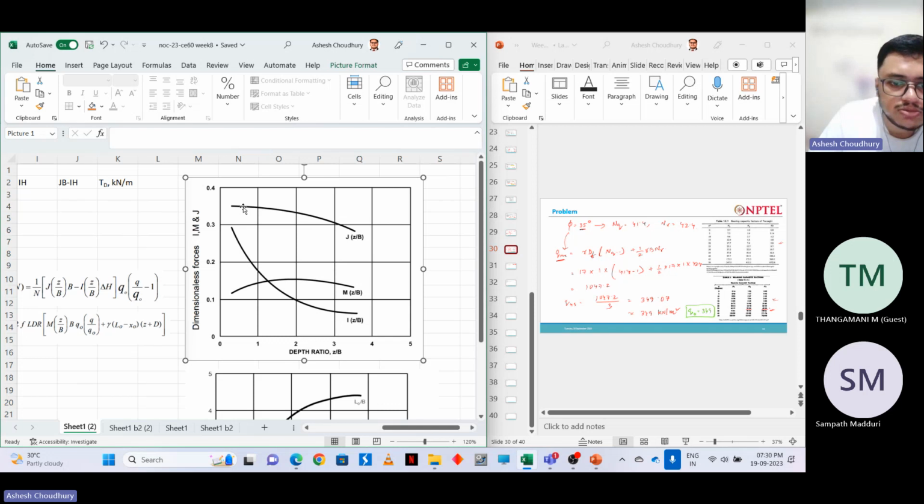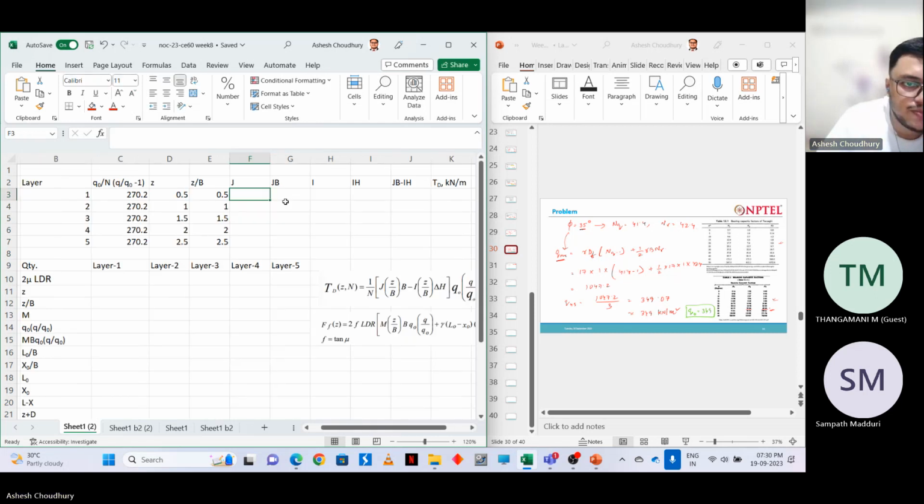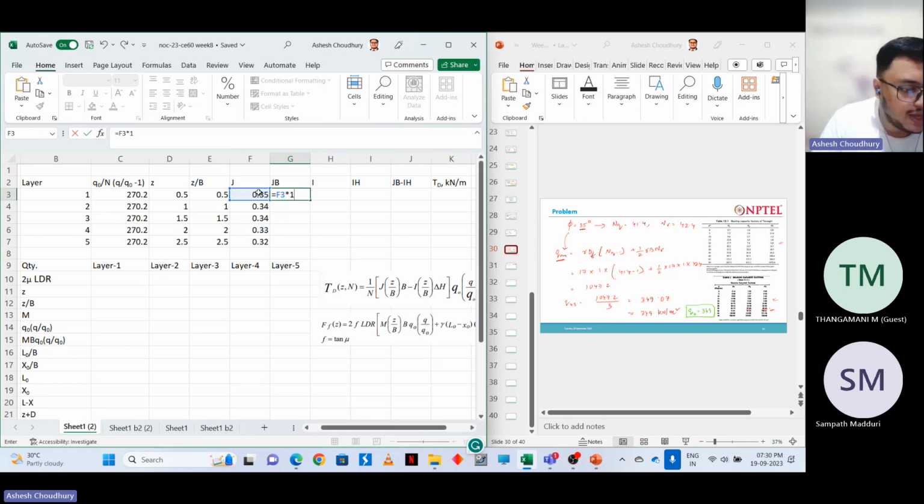Like this, all the values we need to take. So I will just write the values: 0.35, 0.34, then again 0.34, 0.33, 0.32. Then we have J into B. So J times B, what is B? 1. Then we have I. I is again we need to find out.